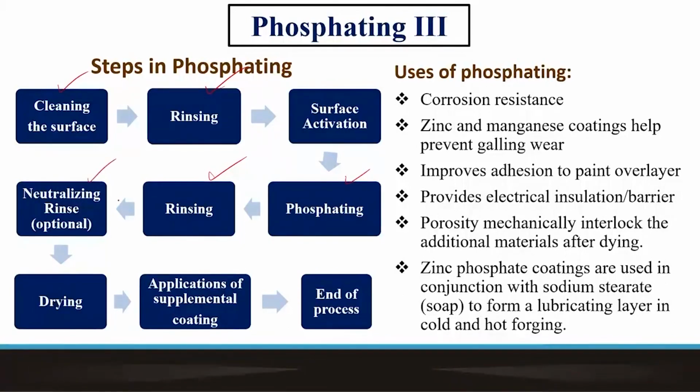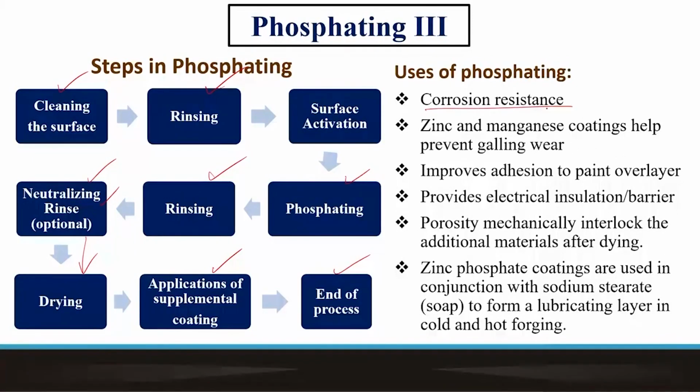Then we also do a neutralizing rinse, which essentially means that if some pH control is required, it is done at this rinsing stage. Then we dry it out so that there are no residual ions remaining. Then we do the supplementary coating, which is the painting process. And then if required, we do some baking and drying, and then the surface is ready for use.